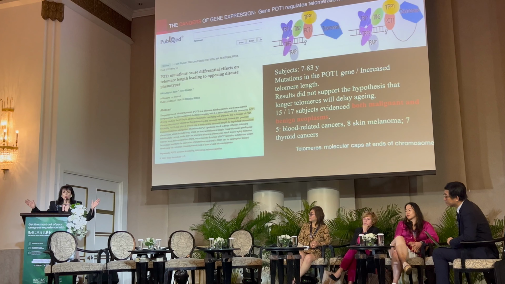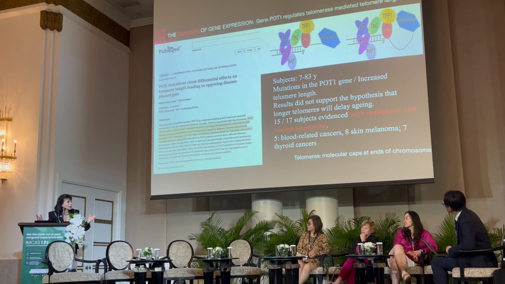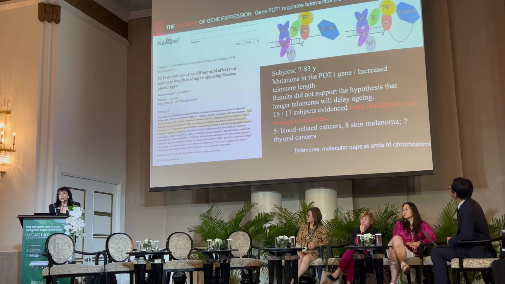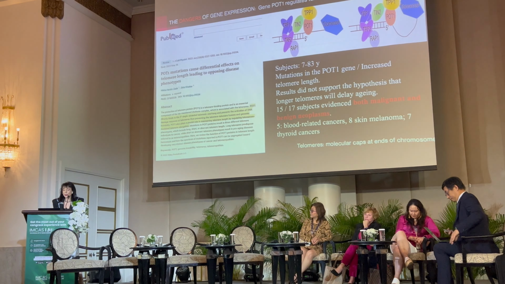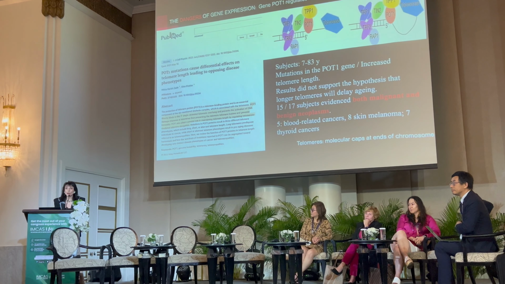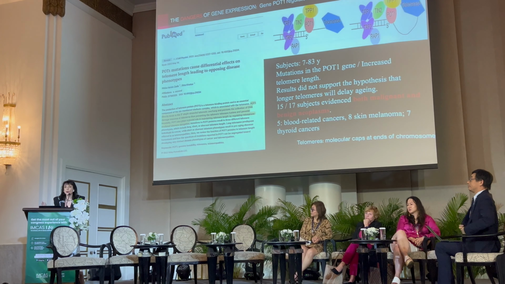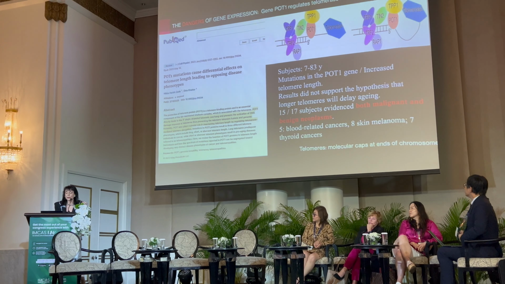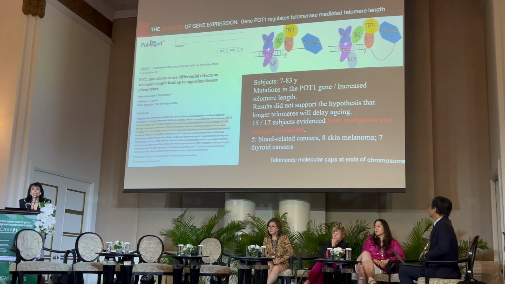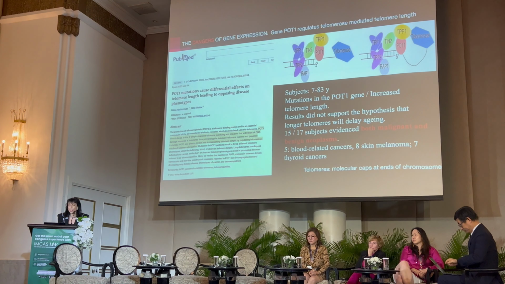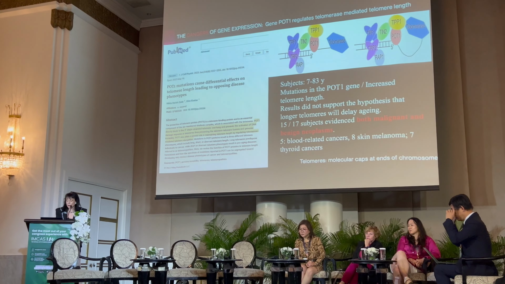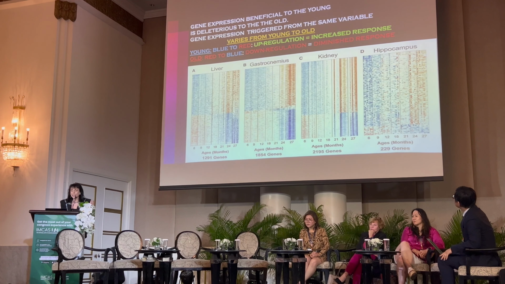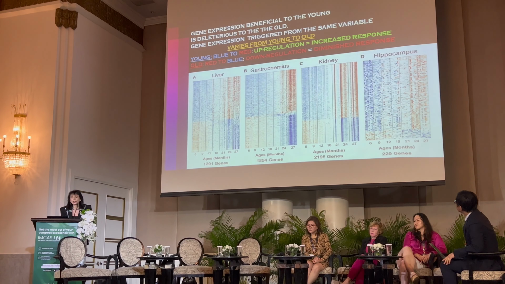Now, you've heard about telomerase, and there are creams with telomerase, a lot of marketing about telomerase. Well, there was a study with a mutation on the POT1 gene that regulates telomerase, increases telomerase, and these people had very long telomeres, and you would expect them to live longer. It was the opposite. As a matter of fact, they developed cancers and malignant and benign neoplasms. 5 of them had blood-related cancers, 8 had skin-related cancers, and 7 had melanoma and thyroid cancers.